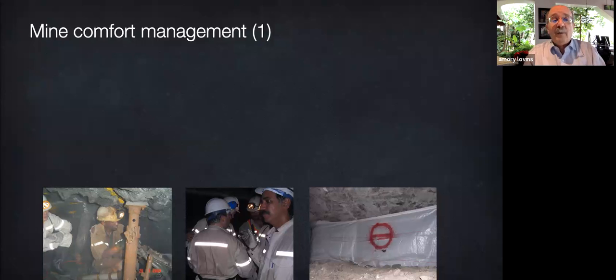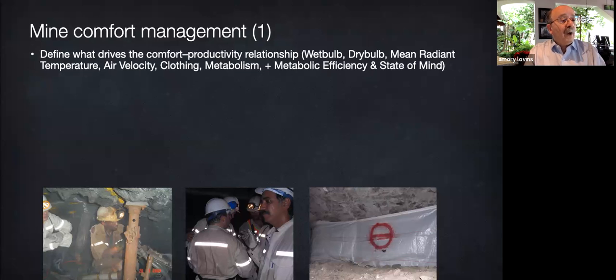But this South African mine had many thousands of workers deep underground with important energy and ergonomic issues. The working conditions we observed were all legal, but they conspicuously failed to give the miners the conditions they needed for productive, healthful, and optimally safe and happy operation. So we began with first principles of thermal comfort and with these kinds of ideas. So first, what drives the relationship between comfort and productivity, and notice it includes metabolic efficiency and state of mind.